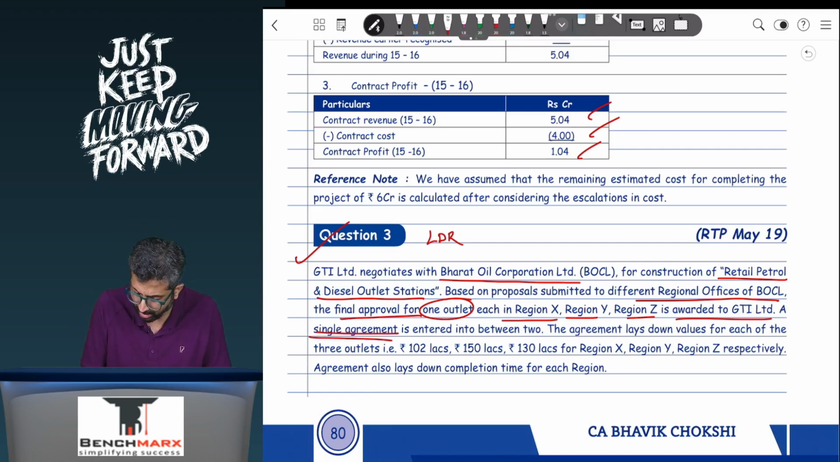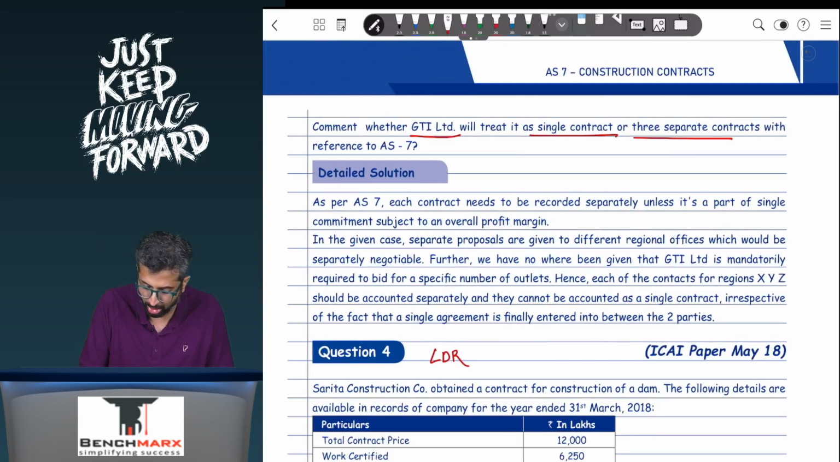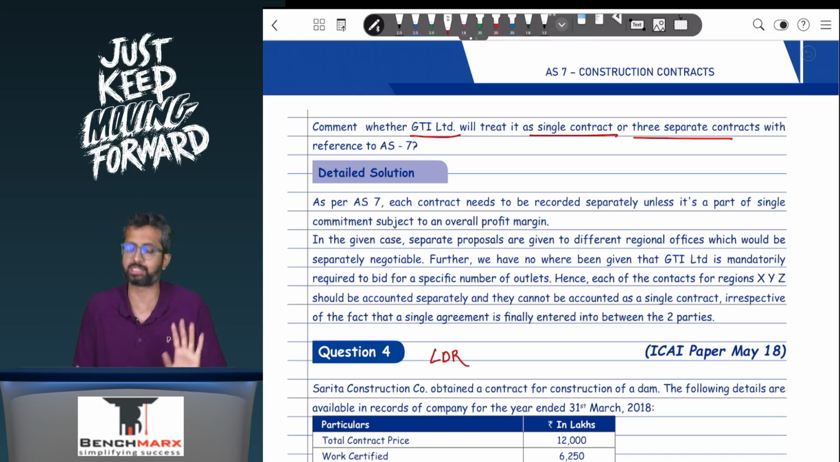A single agreement is entered between the two. The agreement lays down that each of the 3 outlets are for these prices. Agreement lays down the completion time for each region. So this seems to be independent. Whether GTI will treat it as a single contract or 3 separate contracts. Well, if the question had anyway told us that it is necessary for us to either take all the 3 contracts or none of them, then we will take it as a single contract.